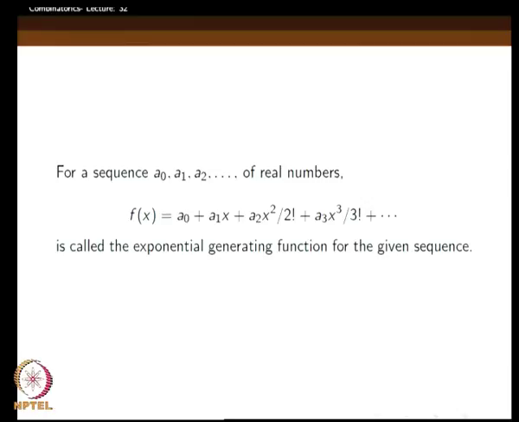So, suppose your sequence is a0, a1, a2, etc., and then we write the generating function f of x equal to a0 plus a1 times x plus a2 times x square by 2 factorial plus a3 times x cube by 3 factorial and so on, and this generating function is called the exponential generating function for the given sequence.